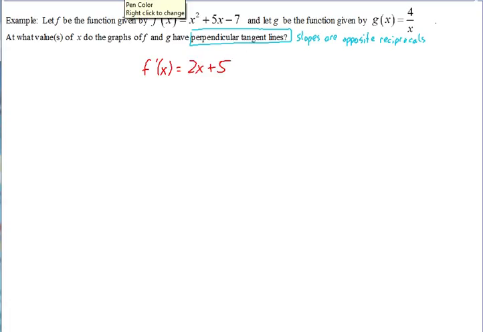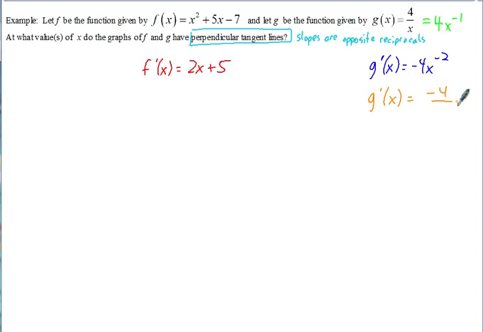And then, before we take the derivative of g of x, notice, if you leave it as 4 over x, you'd have to use the quotient rule. So to avoid using the quotient rule, you can write it as 4, bring that up to the numerator, becomes x to the negative 1. And then you just use the power rule. And then g prime of x would be negative 4x to the negative 2. Which if you simplify that, it's negative 4 over x squared. So these represent the slope or derivatives of each function.